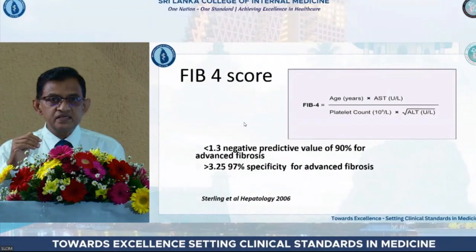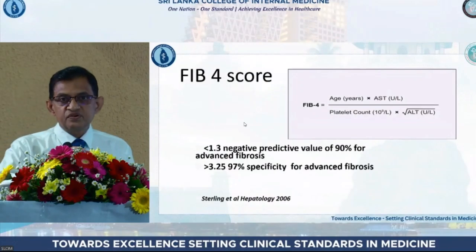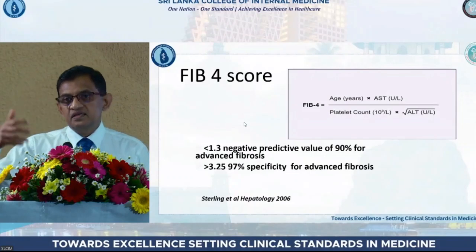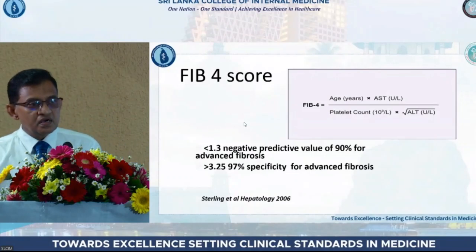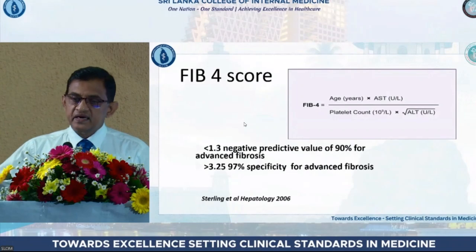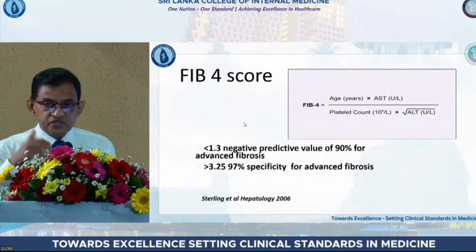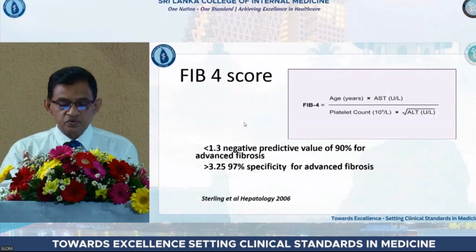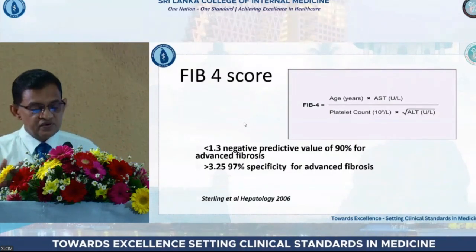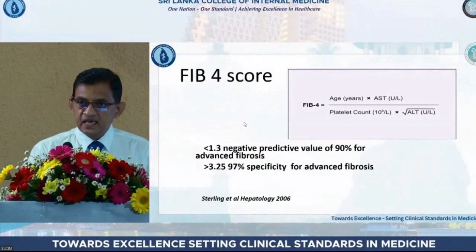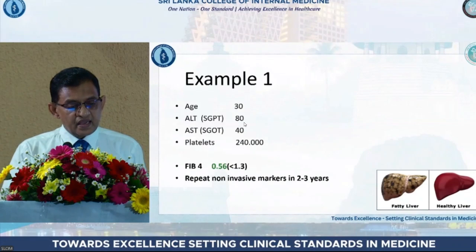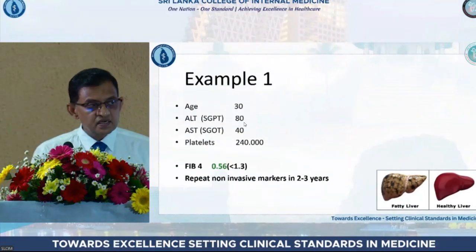So all diabetics should be screened with the FIB4 score every year, just like you send them for eye referral, just like you send them for albumin creatinine ratio in renal. Just do the FIB4 score. It won't cost you more than 1,000 rupees. Even if you are working in the private sector, you just need age, AST, ALT, and the platelet count. And I will give you two examples.